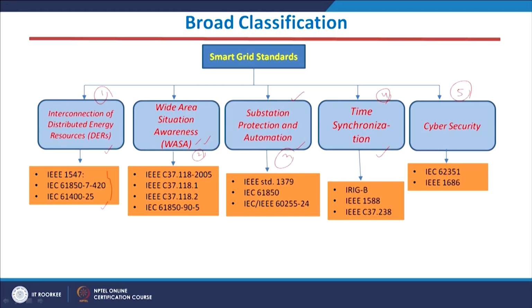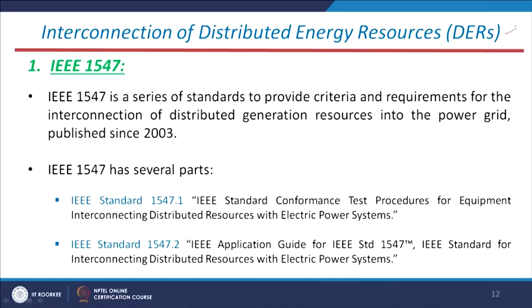First one is IEEE 1547, second one is IEC 61850-7-420, and similarly others also. These are the guidelines, these are standard booklets or books where everything is written, how to connect, how to operate, how to maintain the things properly in a smart grid system. Now, I will just describe the interconnection of distributed energy resources, that is DERs, what are the terms and conditions, how it should be.